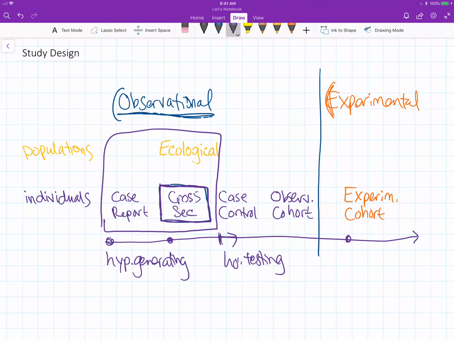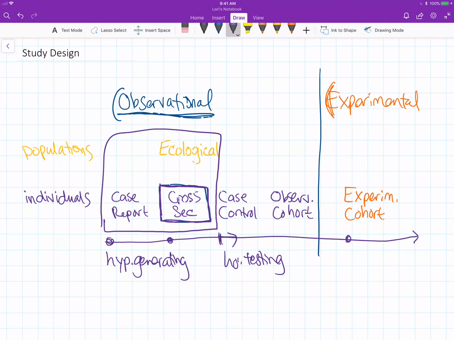The reason that these lower levels of studies are hypothesis generating is because of the limitations that they naturally hold. So let's talk specifically about a quick review of cross-sectional studies. An example of a cross-sectional study would be the YRBS, the Youth Risk Behavior Survey data that we've looked at already in this class previously.